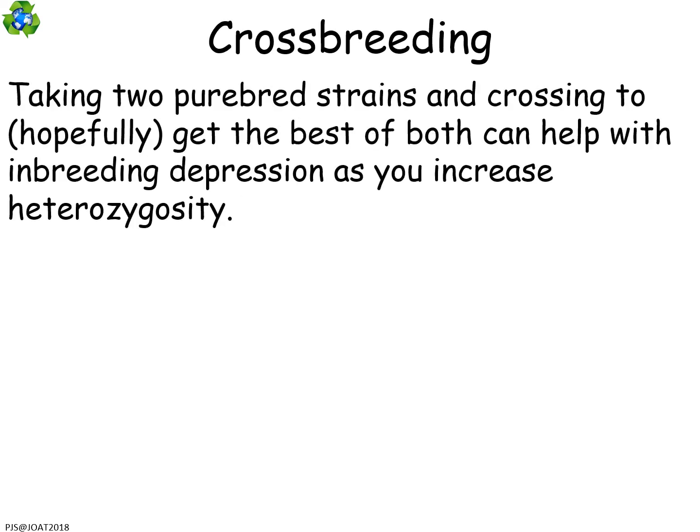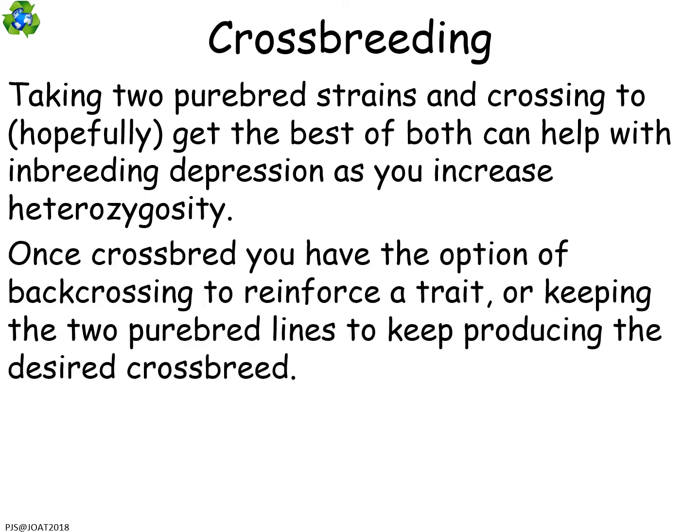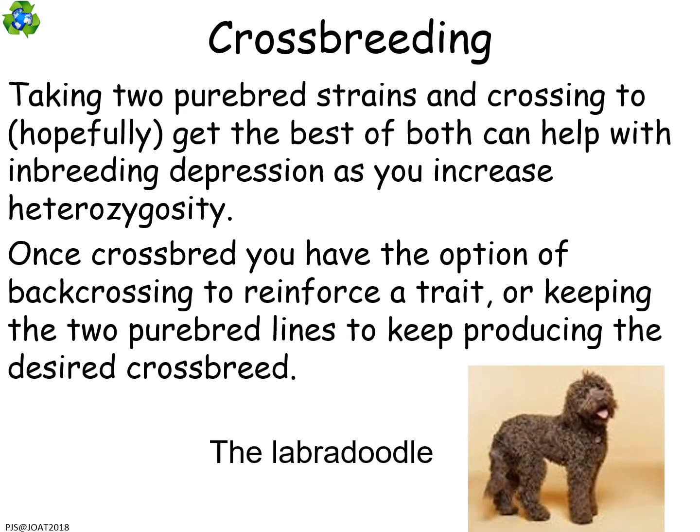And here we go with crossbreeding. So crossbreeding means that you take two purebred strains and you cross them, and the idea is that you'll get the best of both, but also this will hopefully help inbreeding depression, because as you've crossed them, you've got increased heterozygosity. And once you've got that crossbreed, you've got two options. You can either back cross to take a particular trait that you've now got with the crossbreed, or you can keep two purebred lines and then keep breeding them to give you the desired crossbreed. So you have like the Labradoodle or similar ones. Okay.